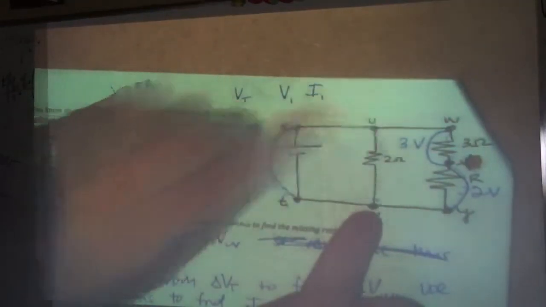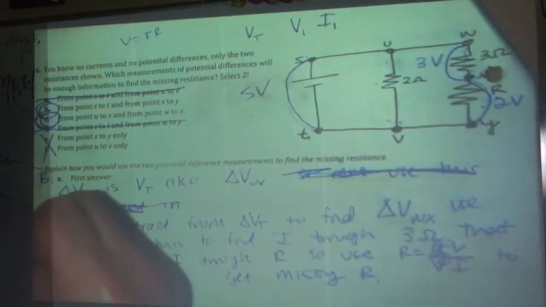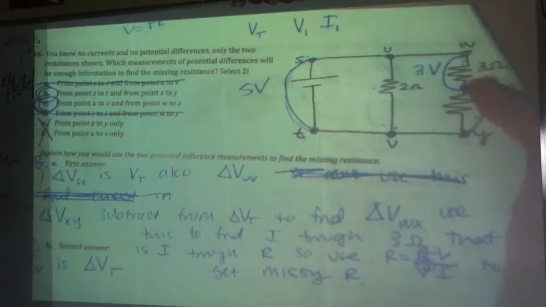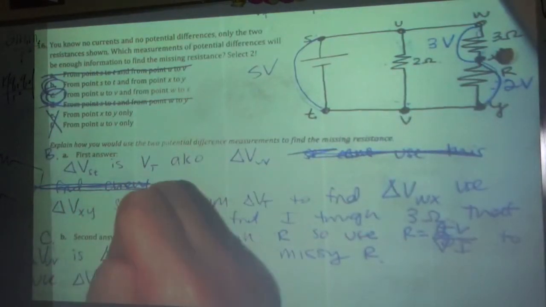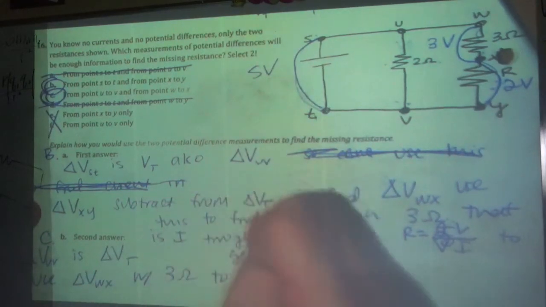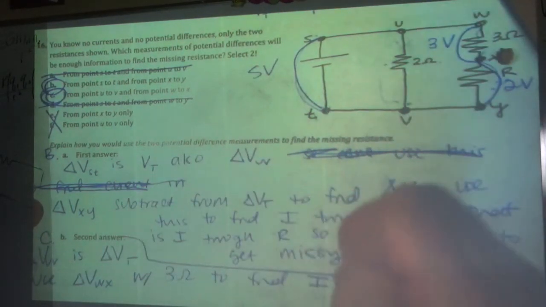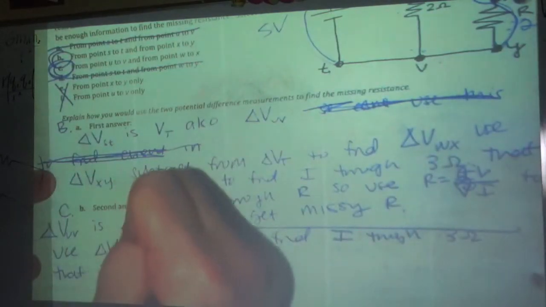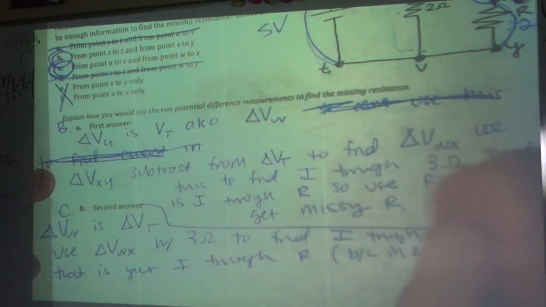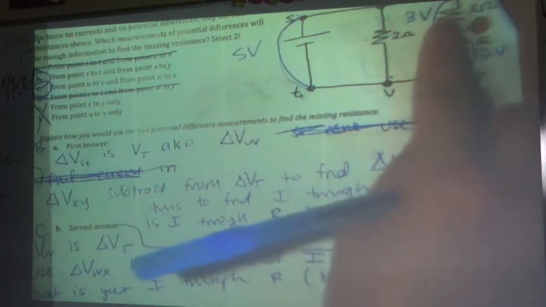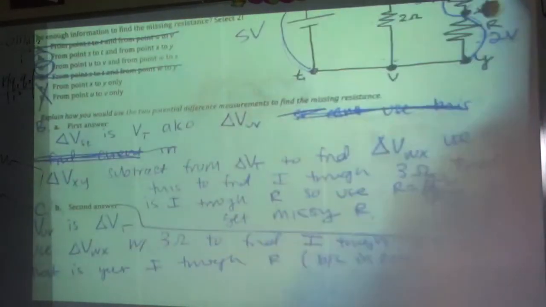All right, the second answer, so very similar. Here you're finding U to V, so the voltage from U to V is just V total. And then from W to X, you use the voltage from W to X with the 3 ohms to find the I through the 3 ohms. That is your I through R, because they're in series with one another. Obviously, these two are in parallel with the 3 ohm, but they're in series with one another. They share the same current.